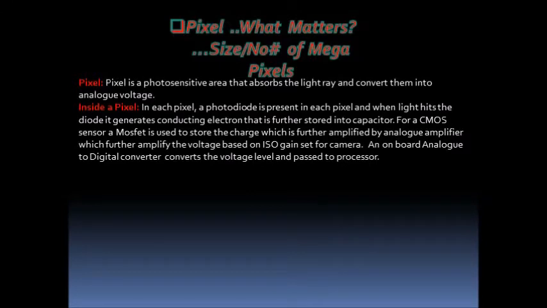Those conducting electrons are stored on a capacitor, like a CMOS sensor can have a MOSFET as a capacitor, and that is further amplified by the on-pixel amplifier. The on-pixel amplifier amplifies the voltage generated and further transfers it to the analog to digital converter. There are also some switches present to read that pixel. So in a pixel we have a photodiode, we have an amplifier, and then we have further circuitry to select and read the voltage of that pixel.